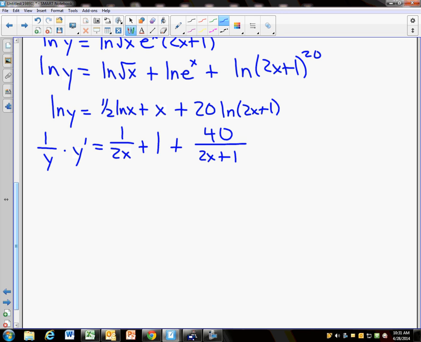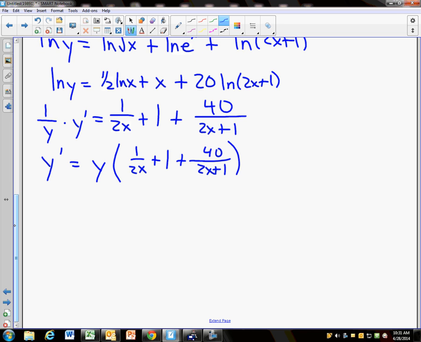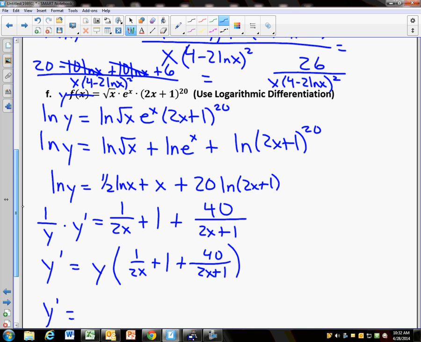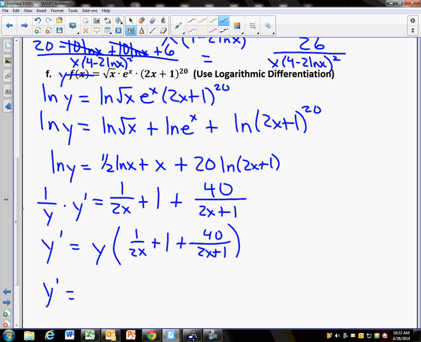Now, if we're finding the derivative, what do we simply have to solve for? y prime. So in order to solve for y prime, I would multiply both sides by y. So I have y prime is equal to y times that quantity, 1 over 2x plus 1 plus 40 over 2x plus 1. And if I have a derivative, it needs to be solved in terms of x. What is y equal to? Yeah, it's that guy right there, right? So now we just write it as a product and you're done.